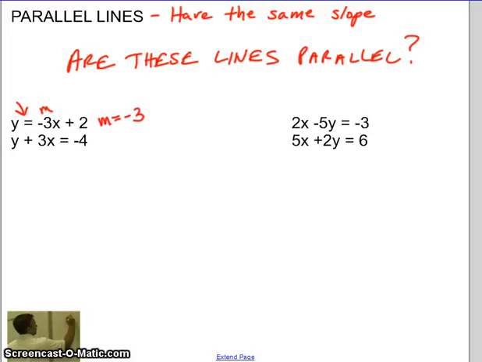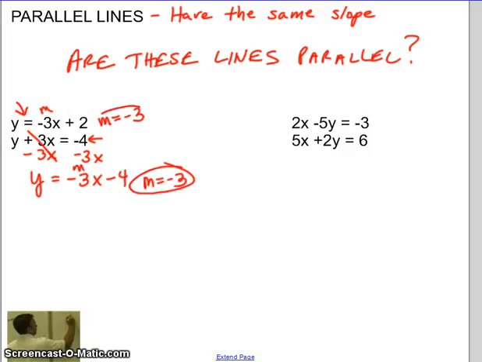Well, this equation is not in slope-intercept form, so we have to get y by itself. Get rid of the 3x by subtracting 3x. Do the same thing on the other side. Y equals negative 3x minus 4. Alright, now it's in slope-intercept form, and our m is negative 3. So we got the same slope for both lines. Alright, so these lines are parallel.